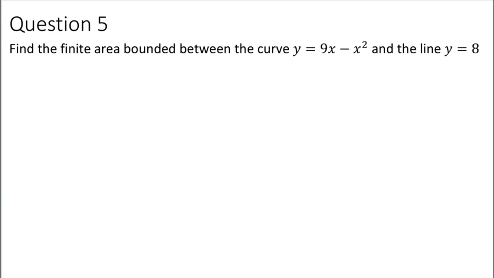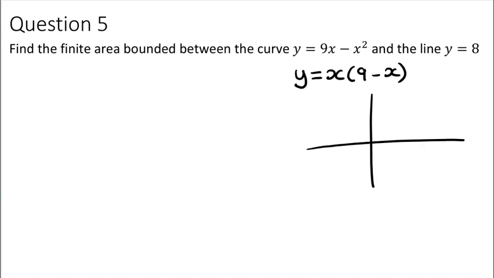Now, usually in an exam, you get some sort of sketch here, but I think it's worth doing a problem like this where we actually set up the sketch ourselves. That can't harm at all. Firstly, I'm just going to factorize the x out of the equation of the curve, to make it a little bit easier to sketch. I can see there I've got roots of 0 and 9. And because it's a minus x squared, it's going to be an upside down quadratic, because it's negative.